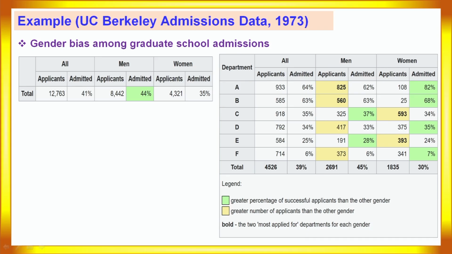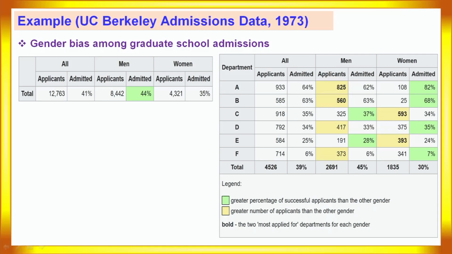If you take all the departments together, the whole college together, 44% of the men who applied, that means among all the male applicants, 44% got admission, and among the female applicants only 33% or 35% got admission. So it looks like in the case of admission, there is a gender bias in favor of the men.